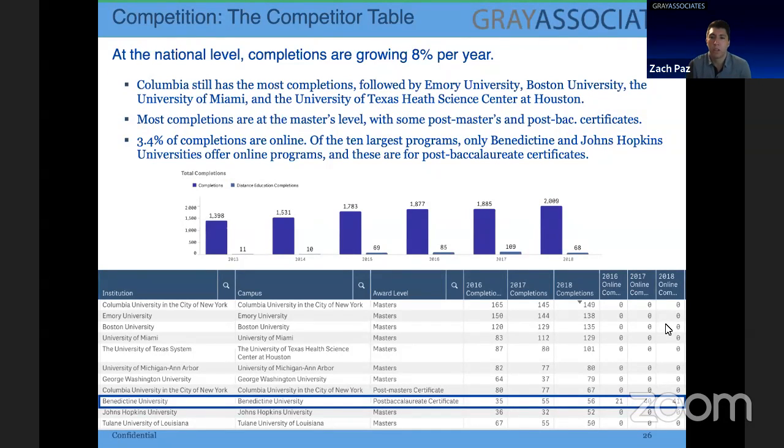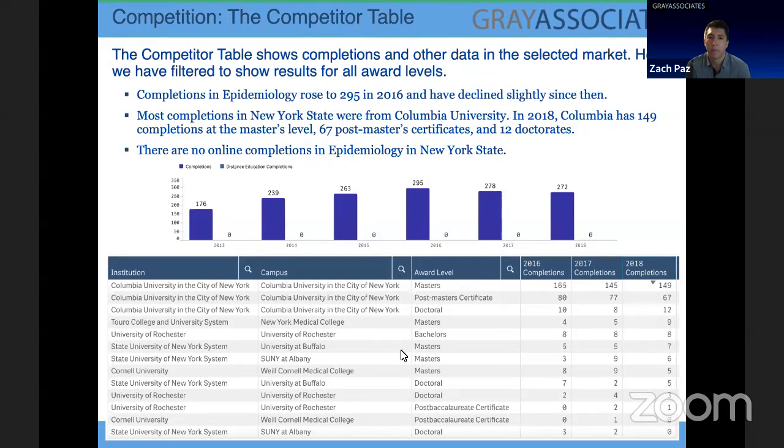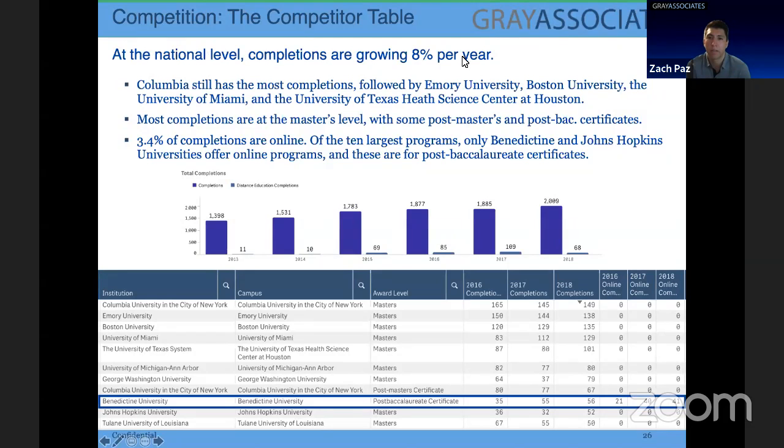One thing we wanted to show is how we can look at this, maybe a program where you might be competing more on a national level. And so looking at first the growth rates nationally, if we actually go back, we can see the number of completions in New York has pretty much stayed flat, between 260 to 290 over the last 4 years. Overall, nationally, this program has grown 8% per year, up to 2,000.